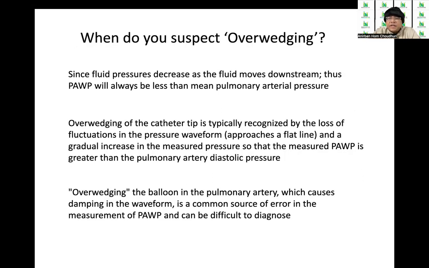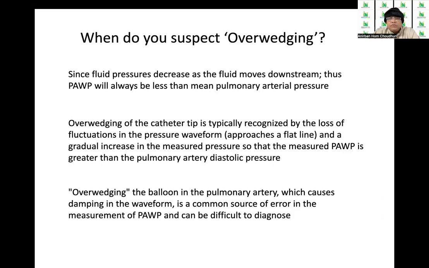Now, how to suspect over-wedging? Because if it is over-wedged, that will not indicate the right pressure. Since fluid pressures decrease as the fluid moves downstream, the pulmonary artery wedge pressure will always be less than the mean pulmonary artery pressure. Over-wedging of the catheter tip is typically recognized by the loss of fluctuations in the pressure waveform. It approaches more of a flat line, and there is a gradual increase in the measured pressure, so that the measured pulmonary artery wedge pressure is greater than the pulmonary artery diastolic pressure.